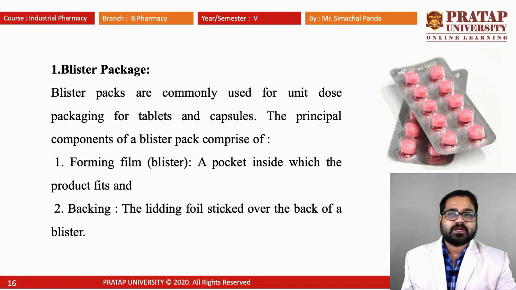The principal components of blister packaging materials: the first one is the forming film. This is the blister, a pocket inside which the product fits. The second one is the backing, the lidding foil stuck over the back of the blister. Here we can see in the picture.